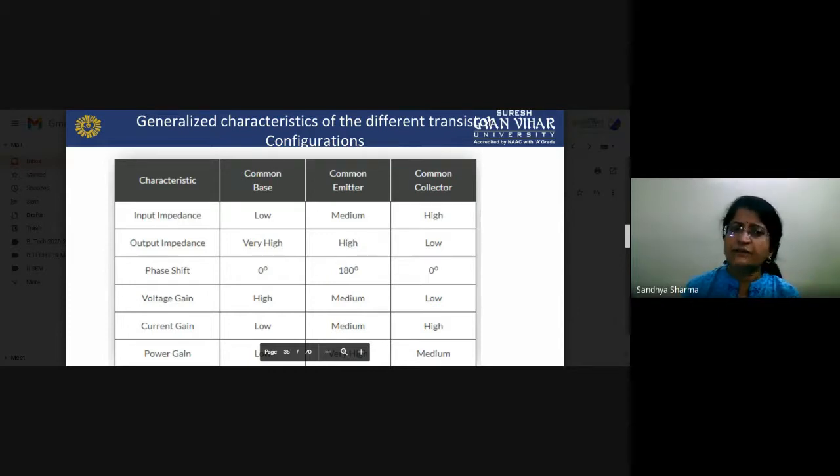If you are talking about the phase shift, in the common base configuration the input and output voltage are at 0 degree phase shift. But in the common emitter configuration, the input and output voltage are 180 degrees out of phase. This is the reason the common base configuration is called a non-inverting amplifier, and the common emitter configuration is called an inverting amplifier. The common collector again has 0 degree phase shift, so there is no phase change between input and output voltage.